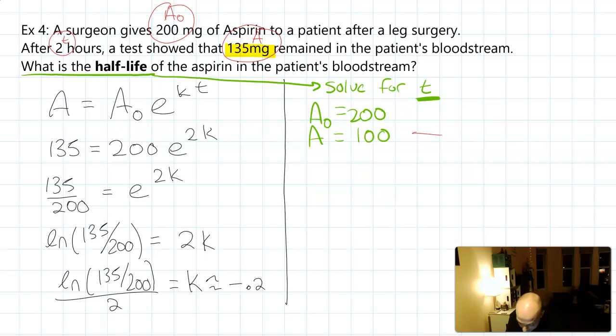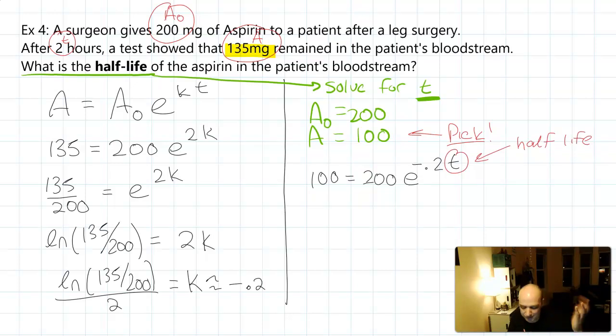And you just get to pick that because we're solving for half-life. We already know the k value, and we're trying to solve for t. So let's put this in. So 100 equals 200 e to the negative 0.2 t. And to find the half-life, we just need to solve for t. That t will represent the half-life because 100 is half of 200.